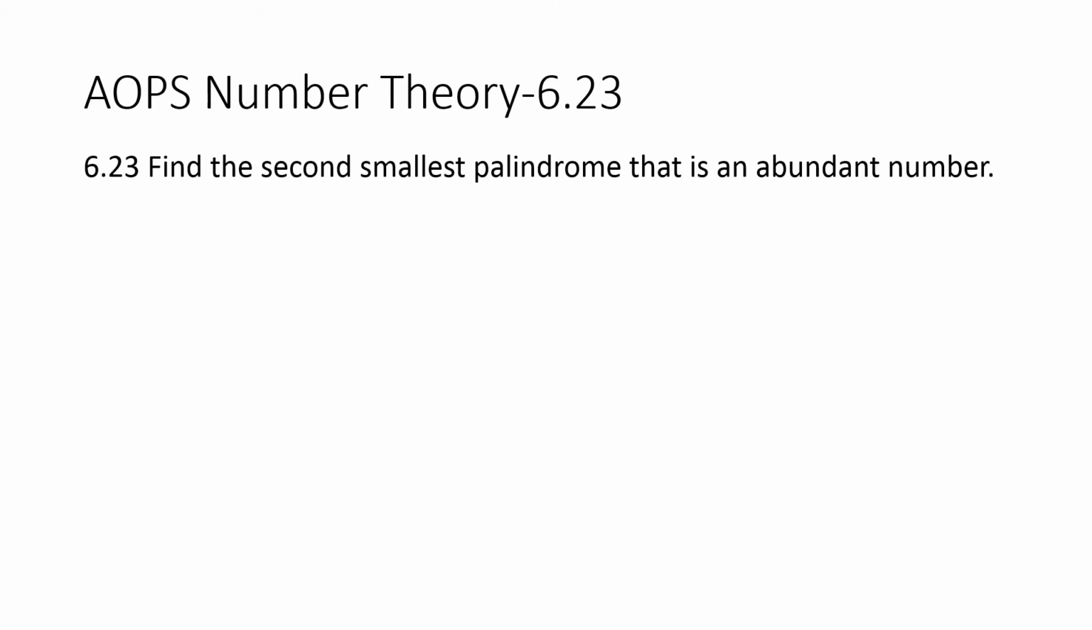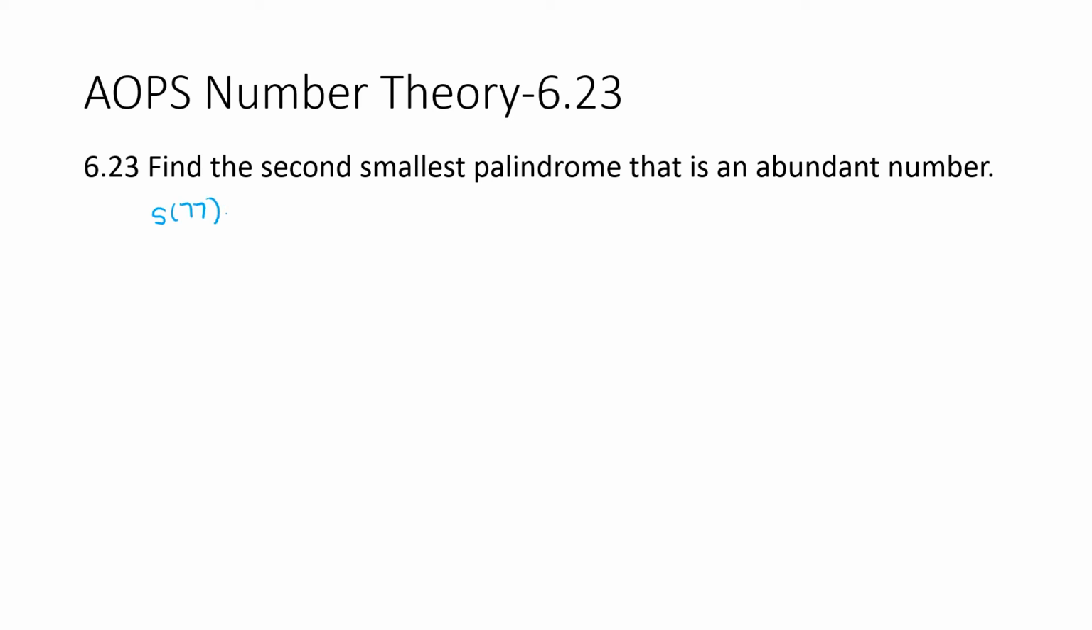AOPS number theory 6.23. Find the second smallest palindrome that is an abundant number. So if you looked at problem 6.5.4, we saw that 66 is the smallest abundant palindrome, and so then we would test 77 because it's the smallest palindrome above 66.